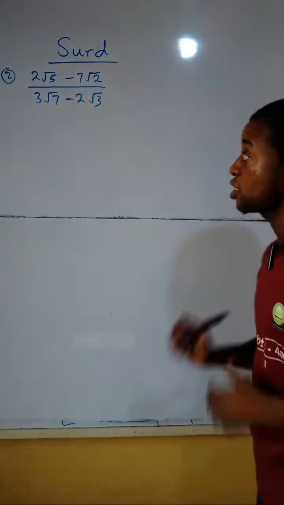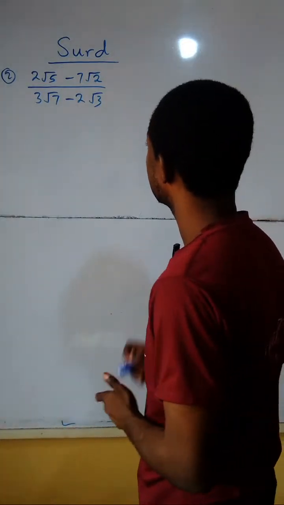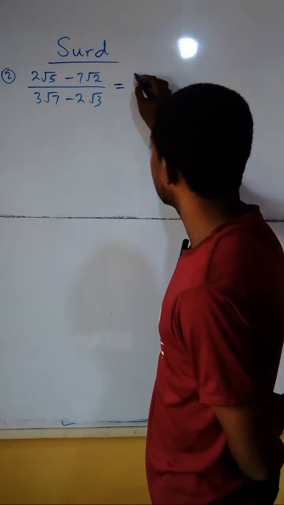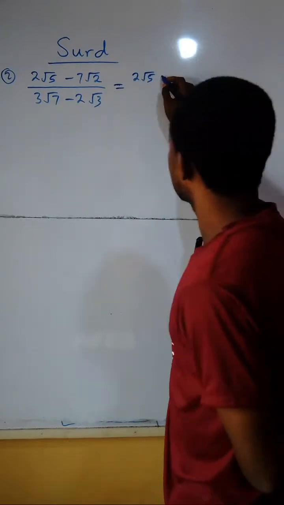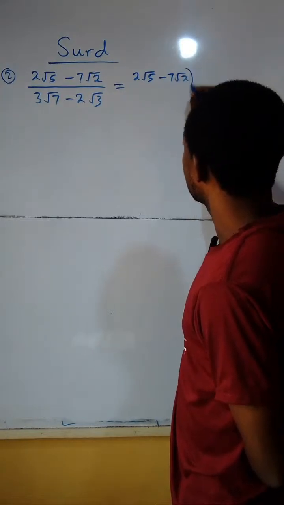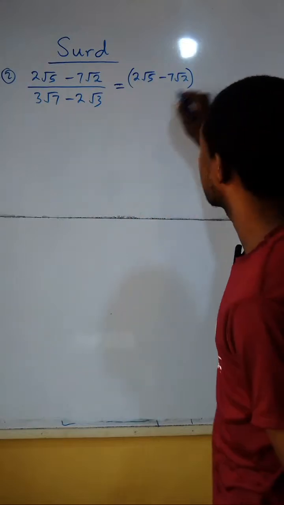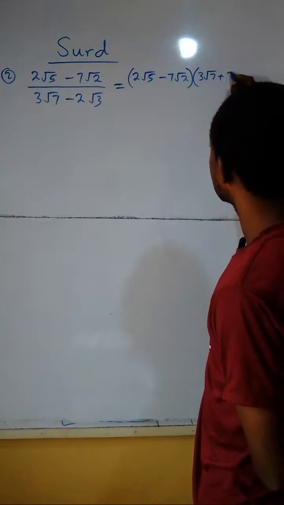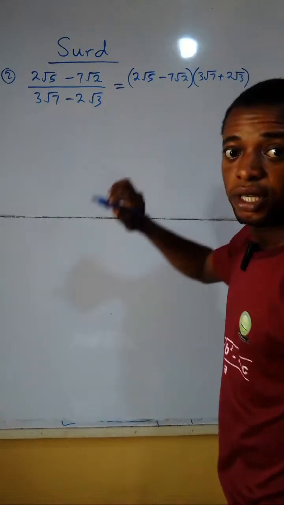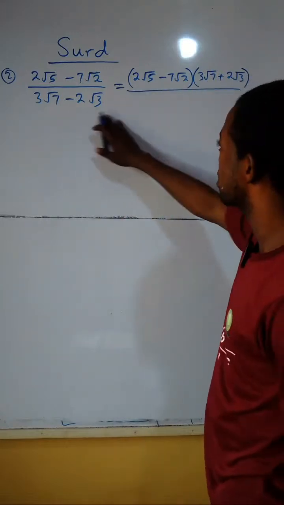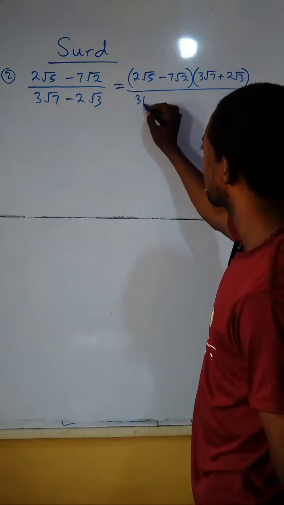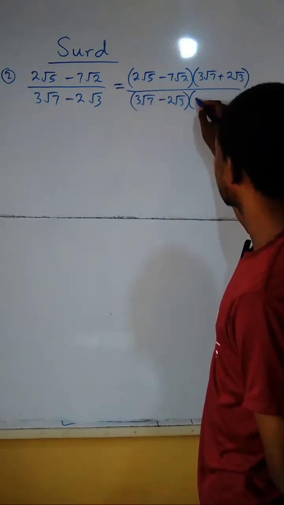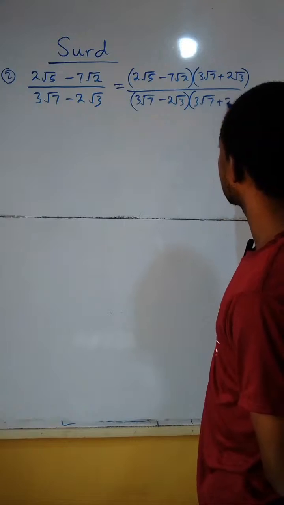And the method of rationalizing the surd is we multiply by the conjugate surd. Multiply both terms here by the conjugate surd of the denominator. So here we have 2 root 5 minus 7 root 2, then multiply by the conjugate surd, it is only the sign that will change. So we have 3 root 7 plus 2 root 3 here. Then also we multiply the same thing here by the conjugate surd. That is 3 root 7 minus 2 root 3, then multiply by also 3 root 7 plus 2 root 3.